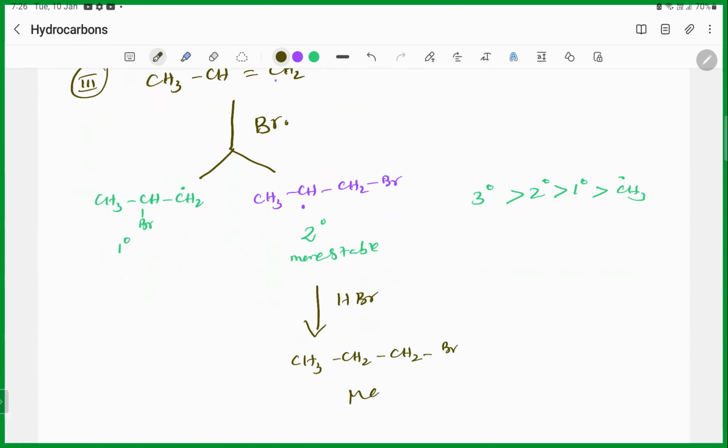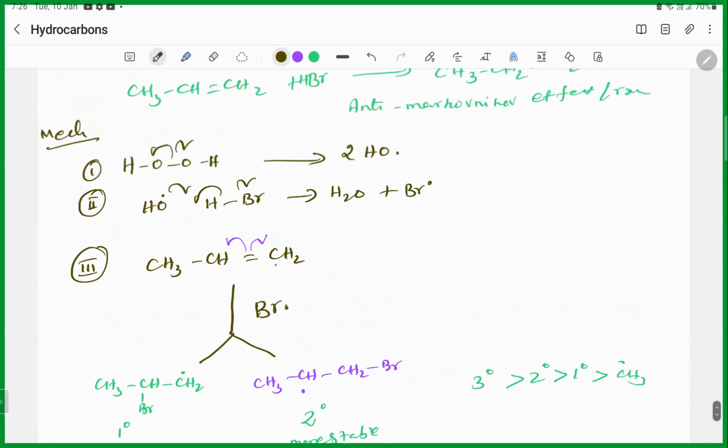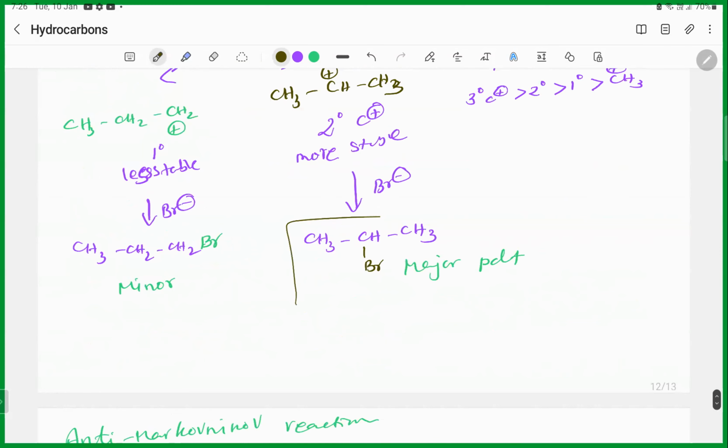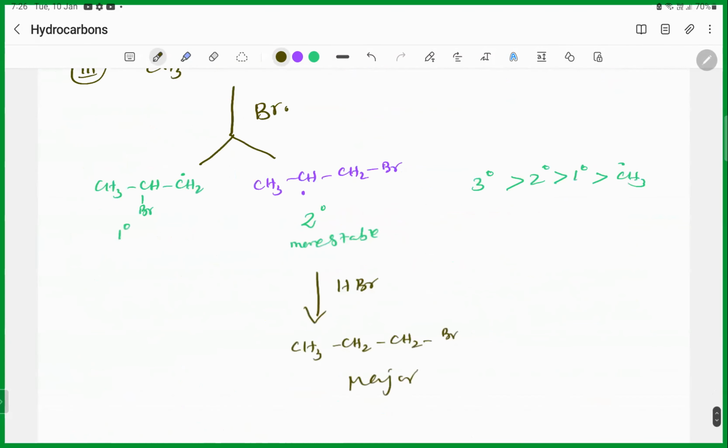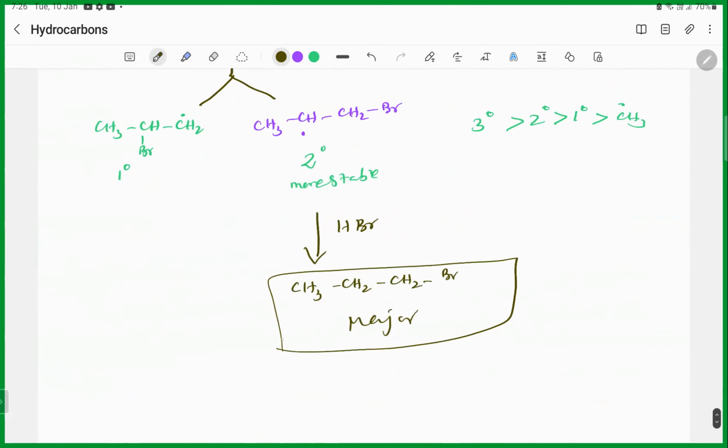It's the major product. Look here, in the Markovnikov case you get the branched chain as the major product, but here you get the linear product as the major product. Only the peroxide alters the mechanism. When treated with HBr, the other gives CH3, CHBr, CH3. It's the minor product.